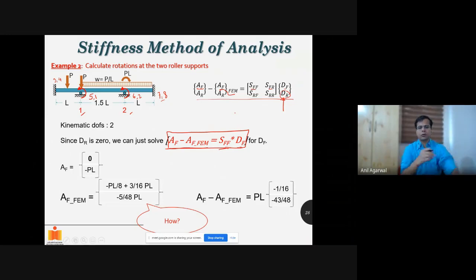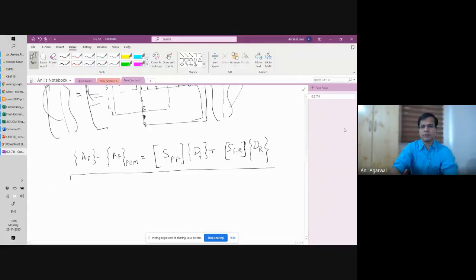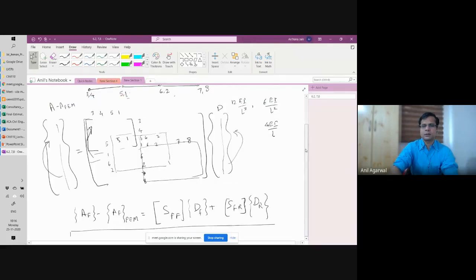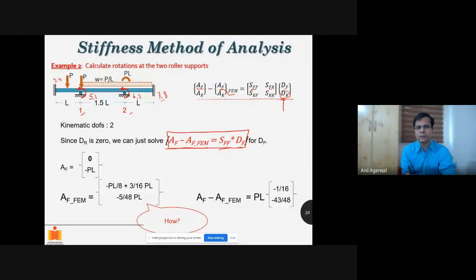So now, instead of going through all that procedure of developing an 8x8 matrix, ultimately we have to solve only for this equation. And in this equation, what are the degrees of freedom I have to handle? SFF, what is the size of SFF here? Anybody? 2 by 2, right? Because these are the only 2 degrees of freedom which are free. The rest of it is all restrained. So it's only a 2 by 2 equation that I need to solve.